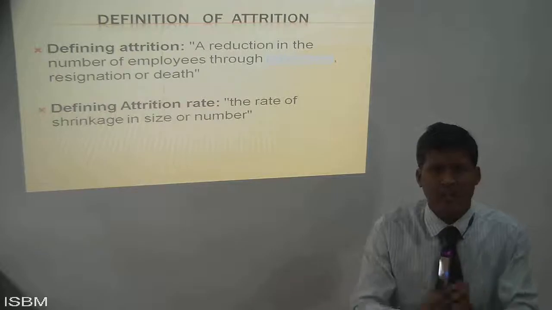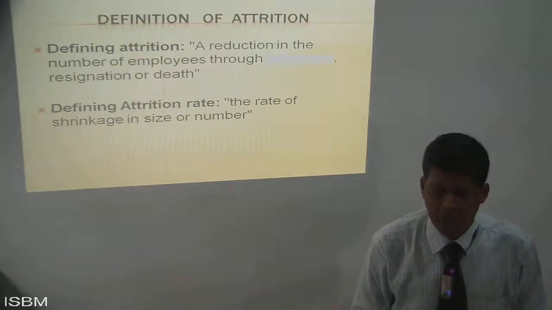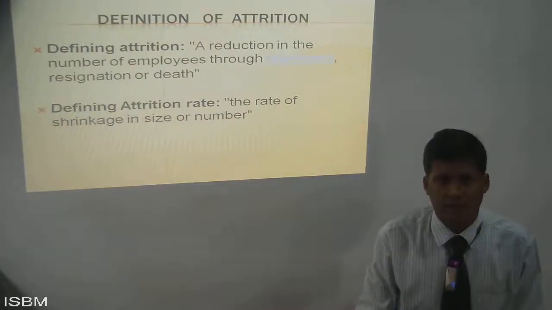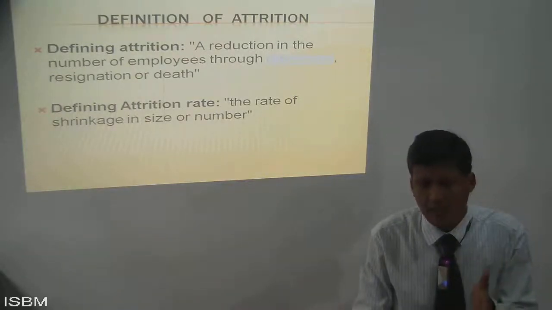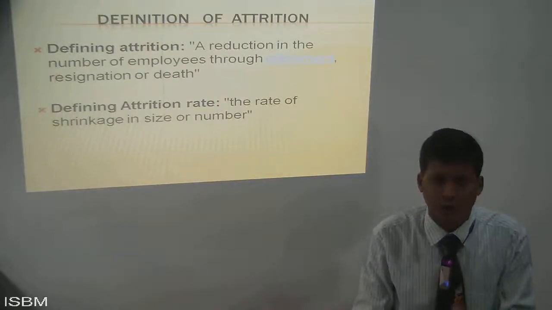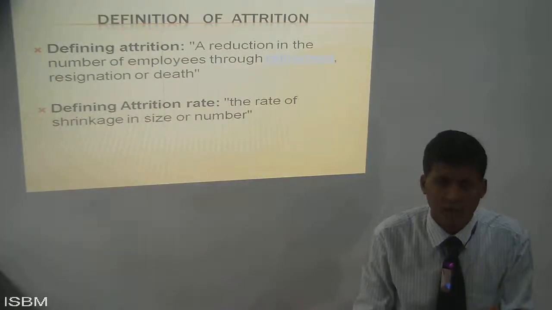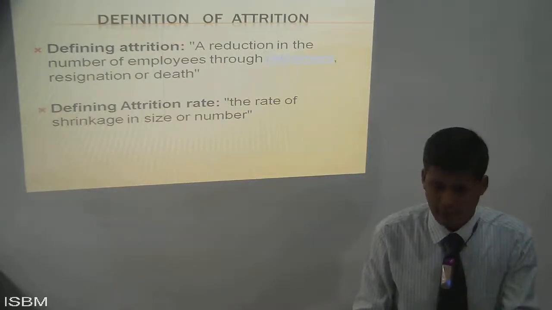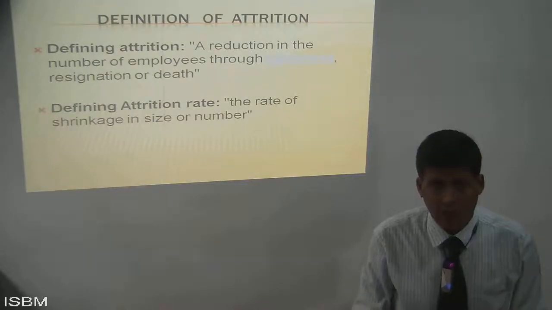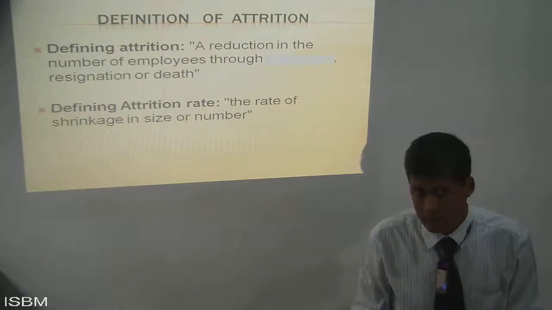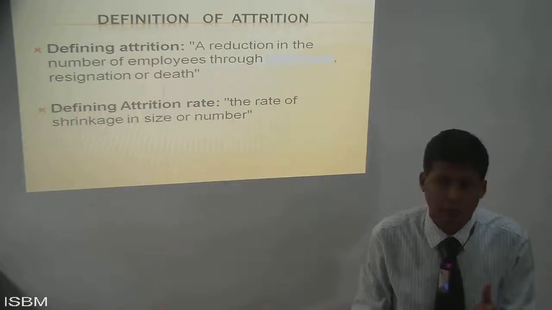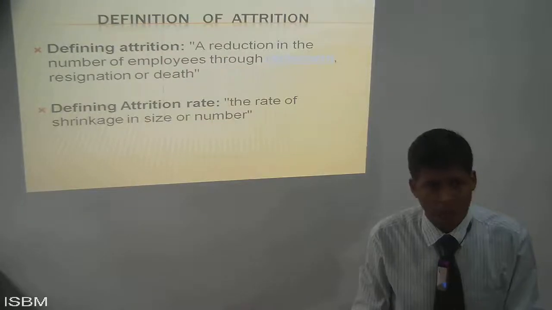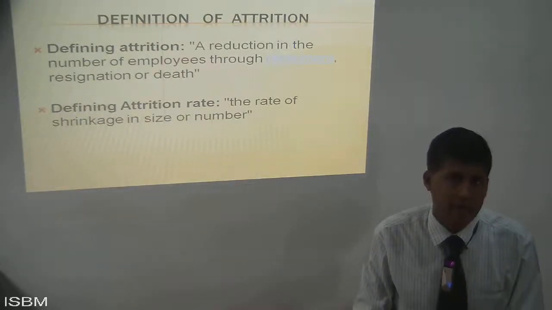Okay, so let's start with the definition itself. What does attrition mean? Attrition is the reduction in the number of employees through resignation or death. I reiterate, it is the reduction in the number of employees working for an organization through resignation or death. These are the only two possible causes through which an employee might leave the organization.